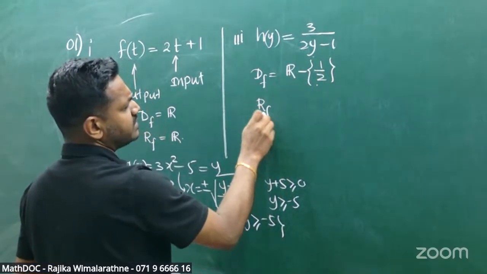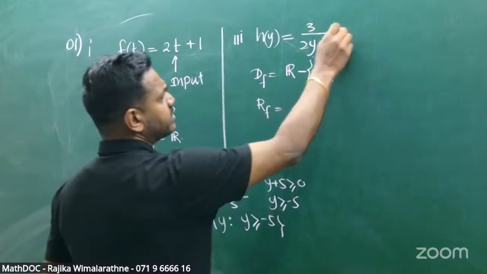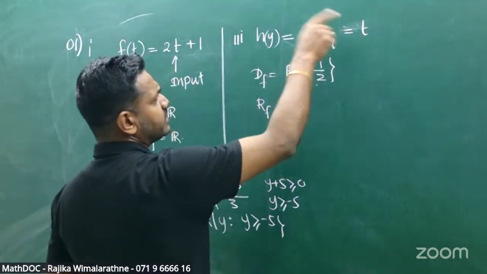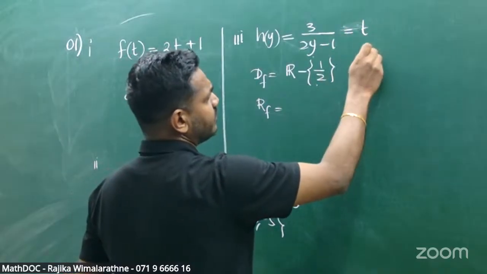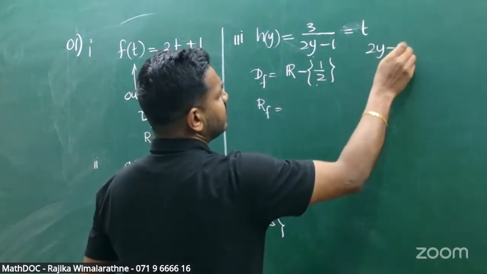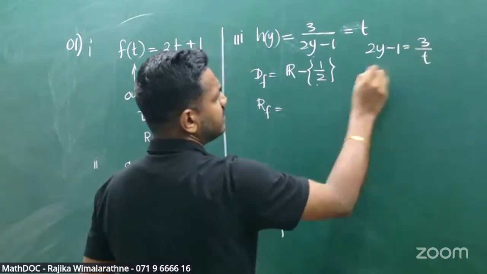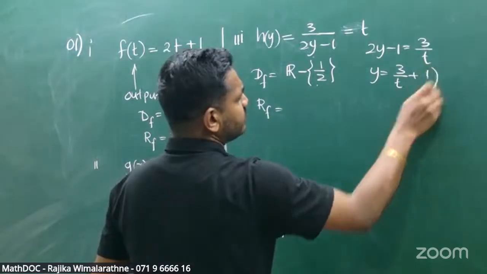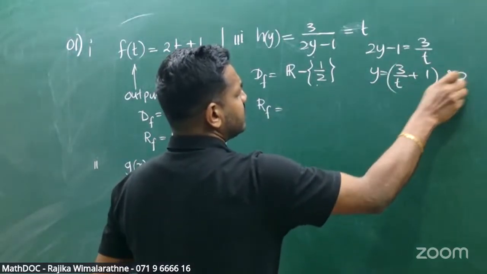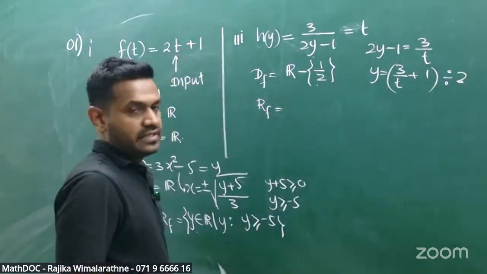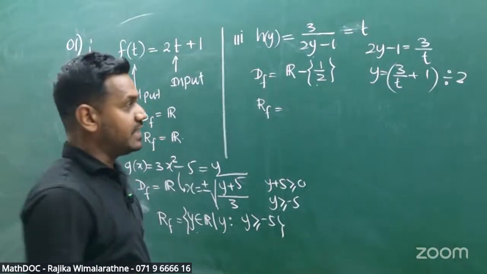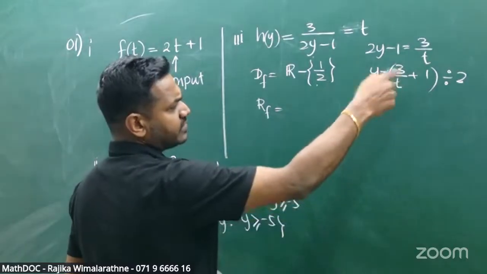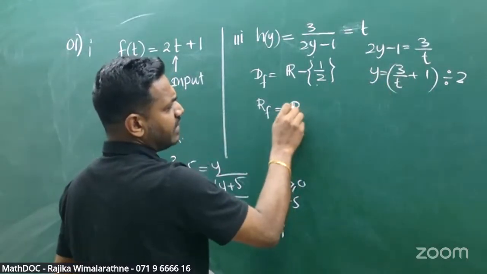Then the range. When finding the range, you have to make the input the subject. Here, first you take t. Then you have to think about t values. Here, 2y minus 1 equals 3 divided by t. Then y equals 3 divided by t plus 1, again divided by 2. Then you have to think about the possible t values. Therefore, for the range, we can't get the 0 value. So it is the real values without 0.